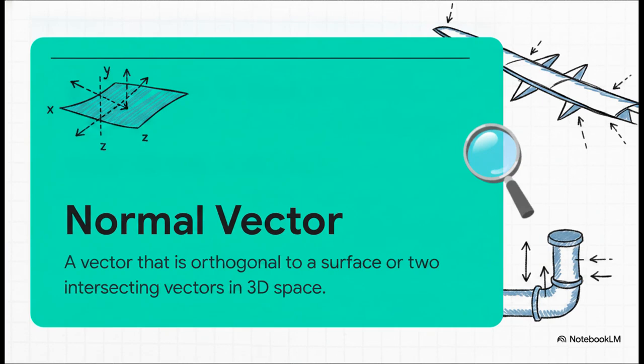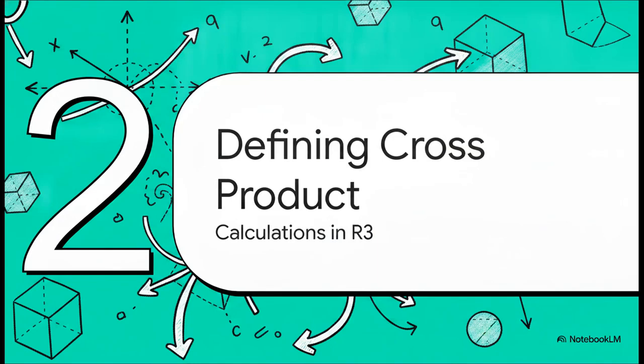Well, we call this perfectly perpendicular direction the normal vector. This is absolutely crucial for your studies. Anytime you need to analyze a surface, calculate fluxes, or figure out structural loads, you're going to need this. Basically, whenever you have to ask, hey, which way is this 3D surface actually facing, you are looking for its normal vector.